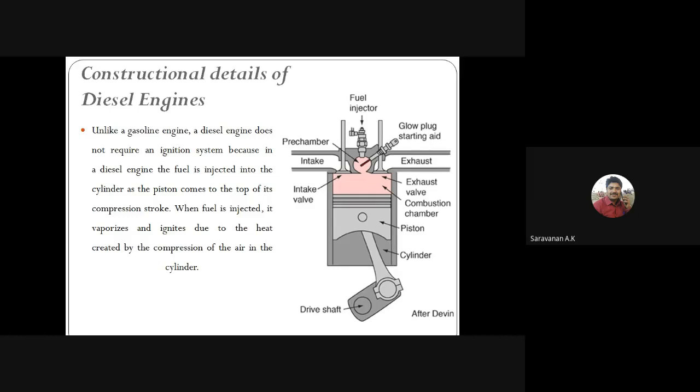So what is the compression ratio? It is a measure of how much the engine compresses the gases in the engine's cylinder. That is called the compression ratio, right? Then the difference between the SI engine and the diesel engine is in the manner of speed control, in the manner in which the speed is controlled.